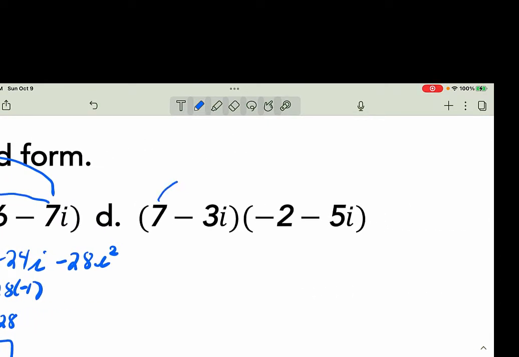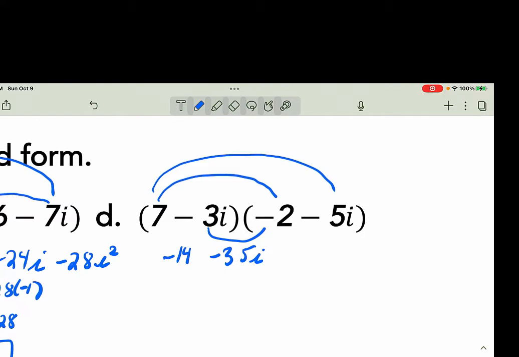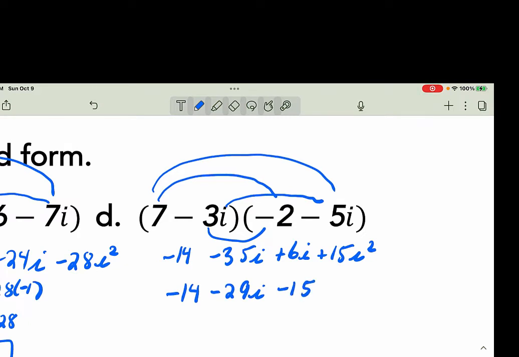And we do the same thing here. 7 times negative 2 is negative 14. Outside is again negative 35i. Inside is plus 6i. And last is plus 15i squared. And then we simplify, negative 14, and this equals negative 29i. 15i squared translates to minus 15, since the i squared is negative 1. And now we're left with negative 29 minus 29i.